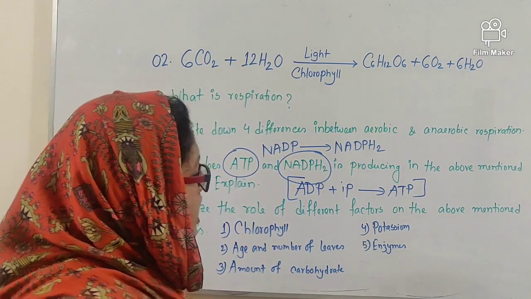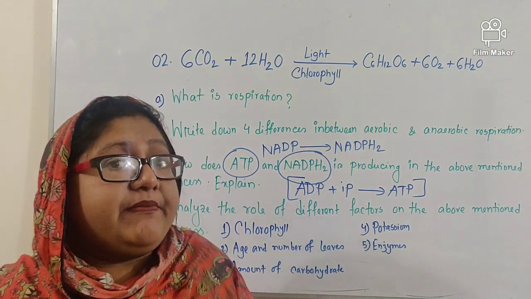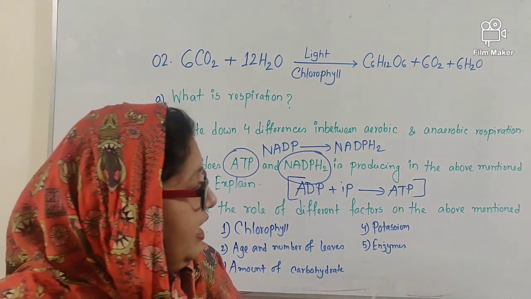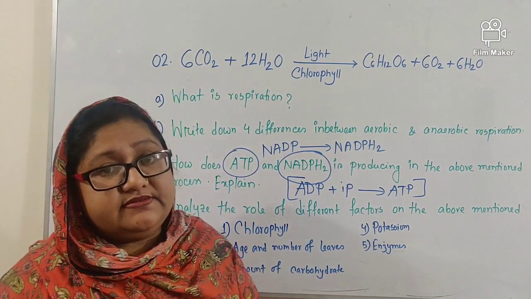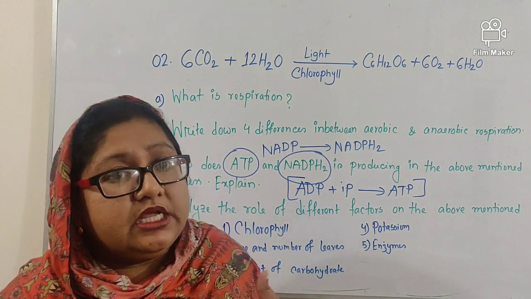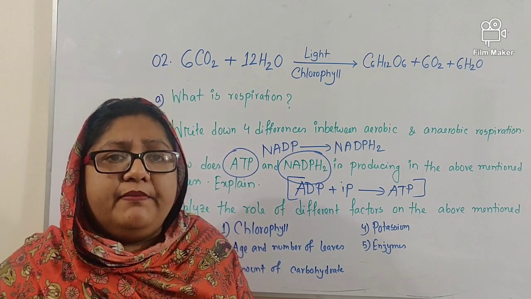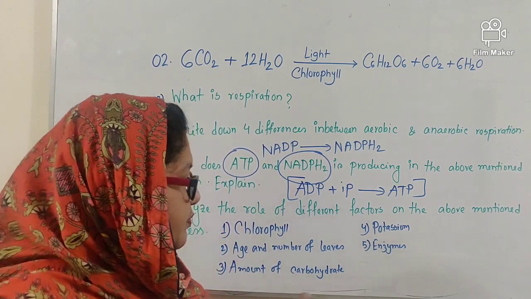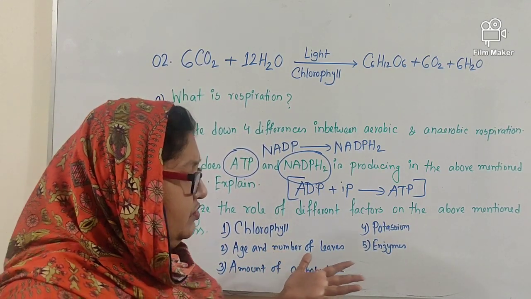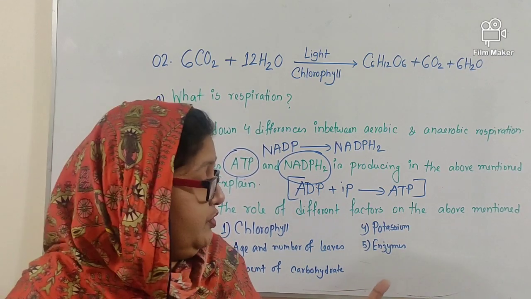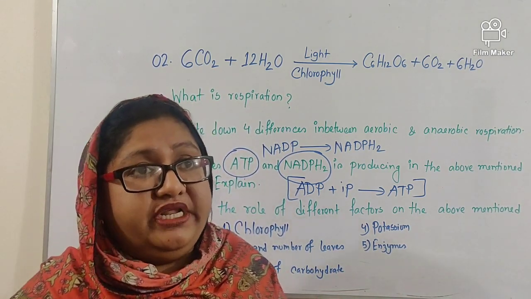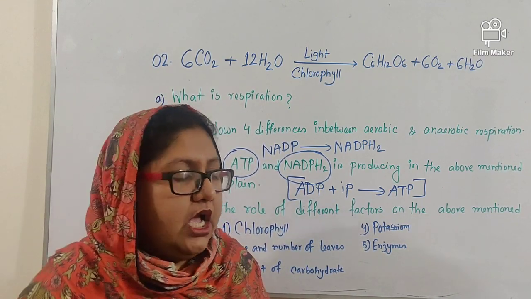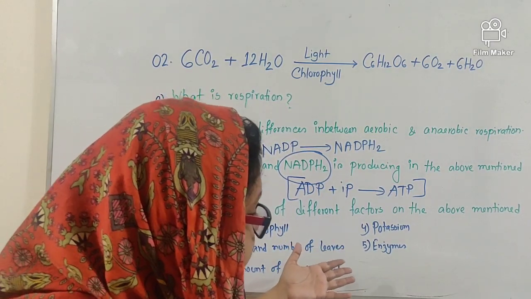Next, potassium. The rate of photosynthesis is also dependent on the amount of potassium present in leaves. If the amount of potassium is less in the leaves, then it will make the photosynthesis process low. So potassium plays an important role. There is another reason, that is potassium is one of the nutrient elements which helps to synthesize chloroplast. You know that. Okay, and the last point is enzymes.